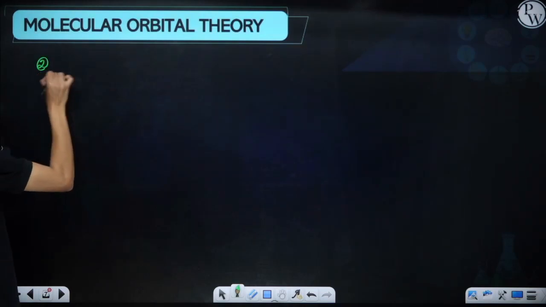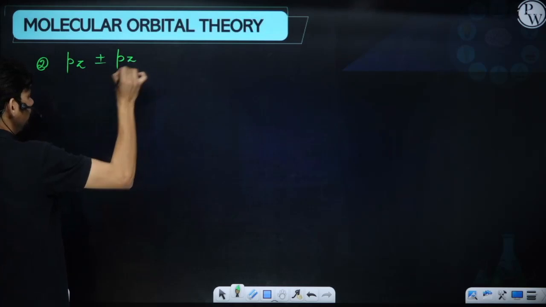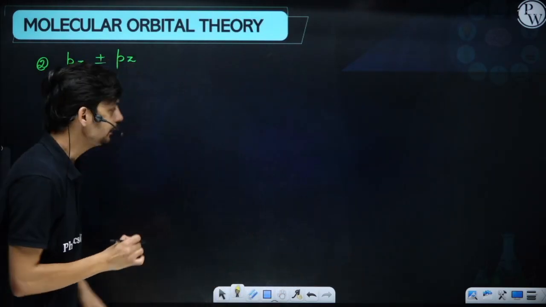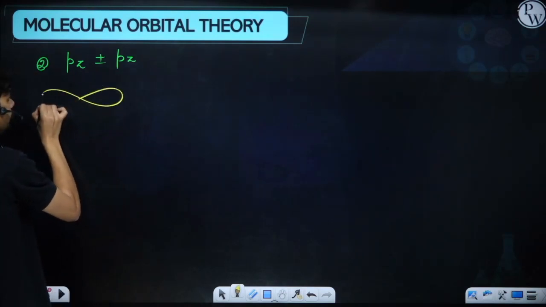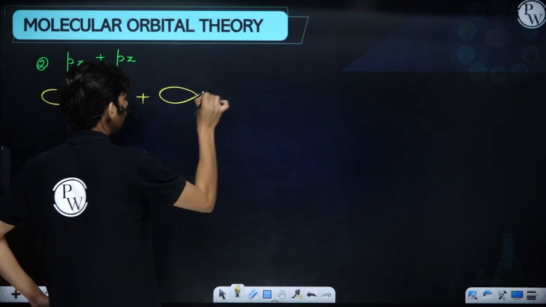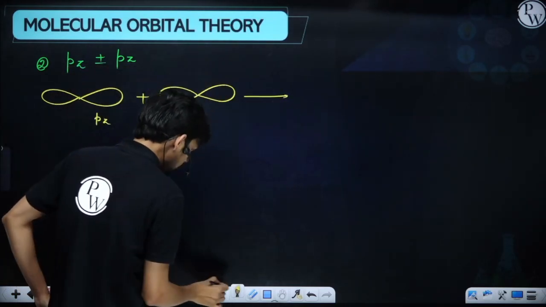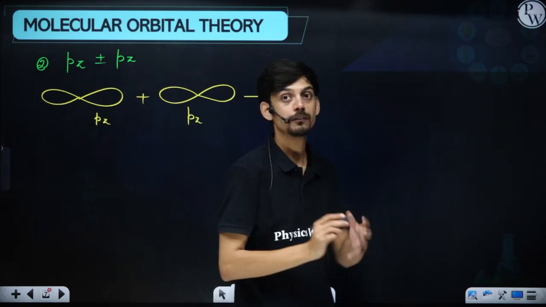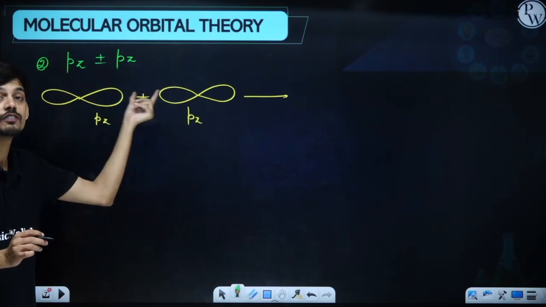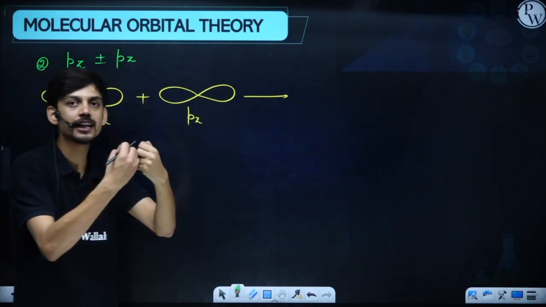Now see here. Suppose we have the PZ combination. PZ and PZ are forming a sigma bond, right? So this is our PZ orbital. Suppose first we talk about the attraction. This is another PZ orbital. What will happen when they attract each other? The lobes facing each other will have attraction, and these two will come together and join.